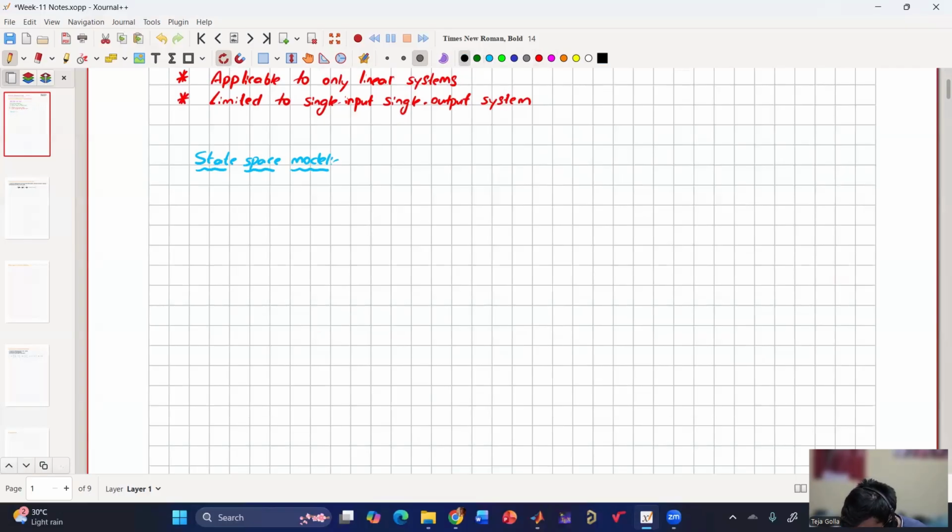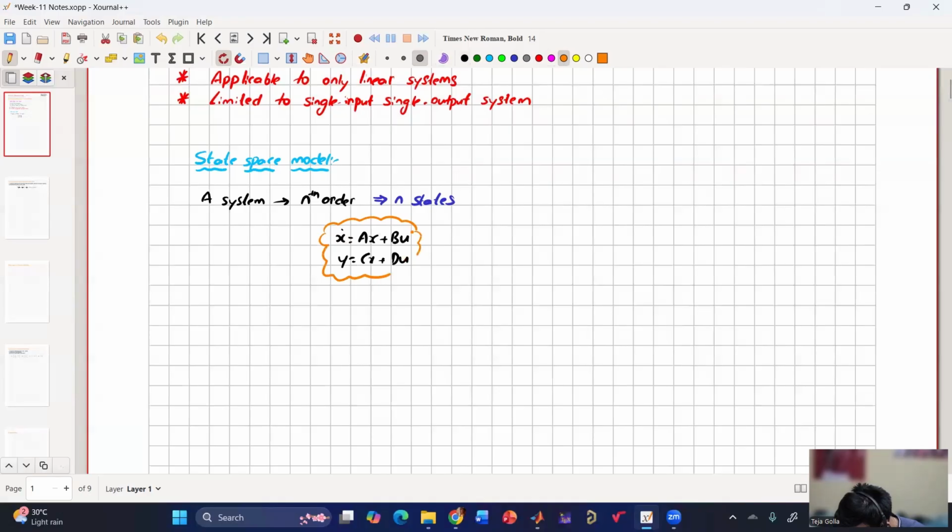Say we have a system of nth order, which implies it has n states. In that case, we can define it as x dot equals Ax plus Bu, and y equals Cx plus Du. This is how we represent the input as well as the output with the states of the system.